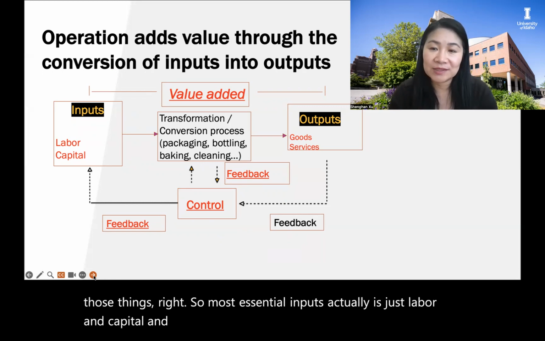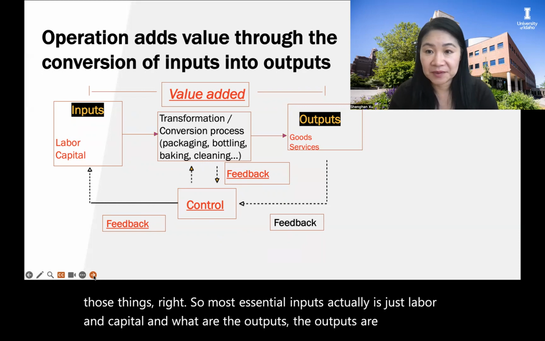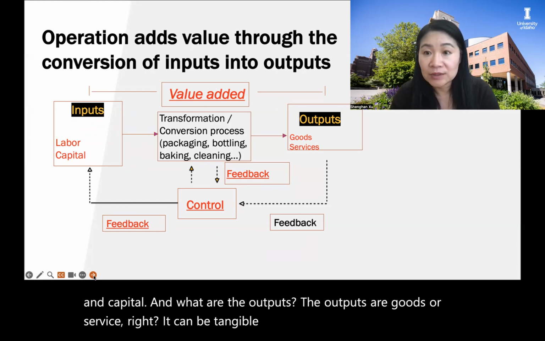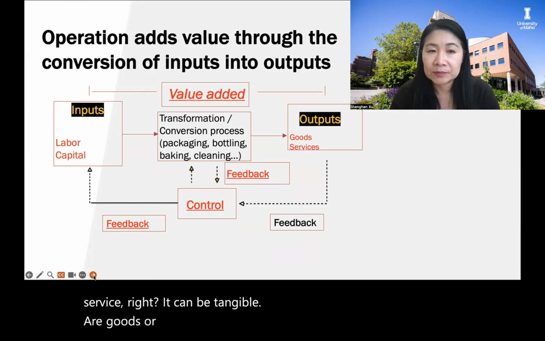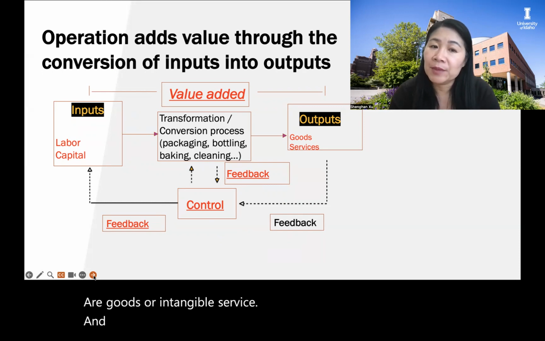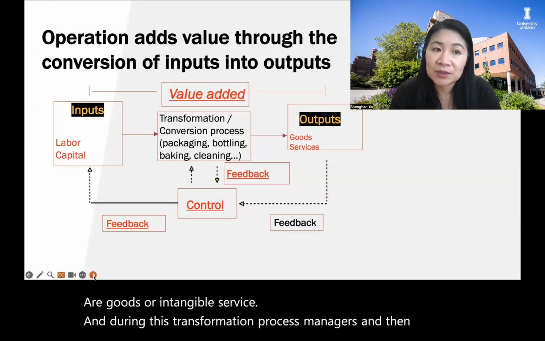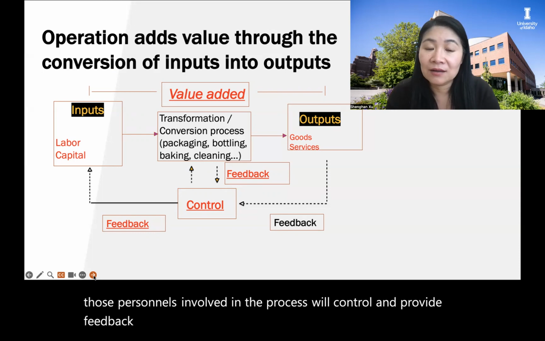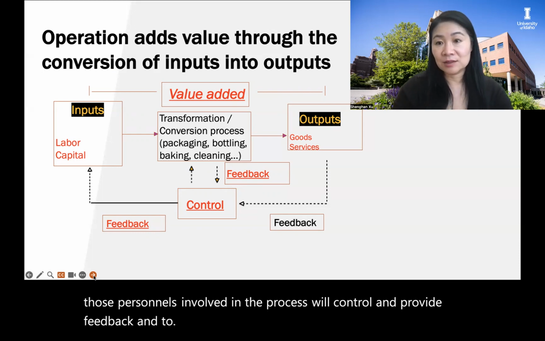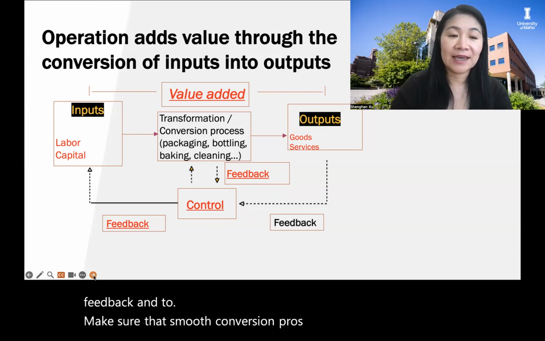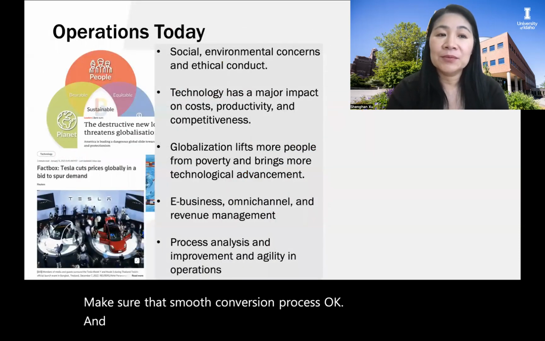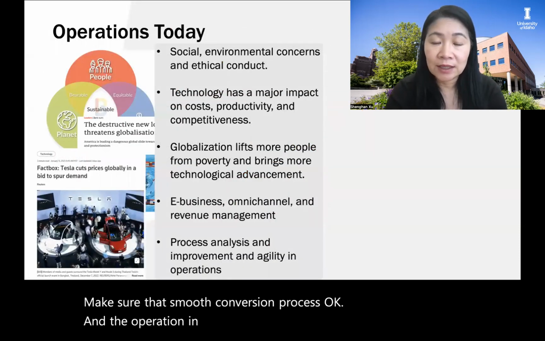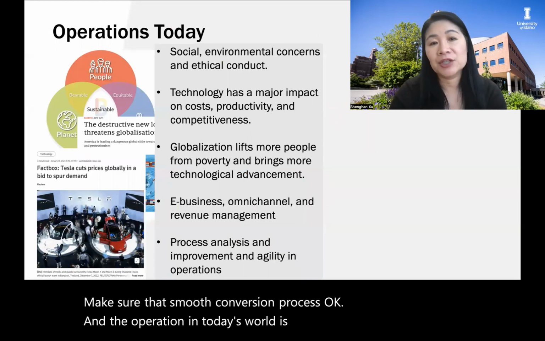And what are the outputs? The outputs are goods or services, right? It can be tangible goods or intangible services. And during this transformation process, managers and all the personnel involved in the process will control and provide feedback to make sure of a smooth conversion process. Okay. And operation in today's world is experiencing a lot of change.